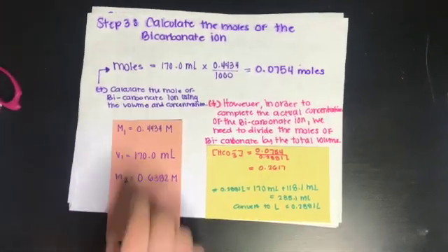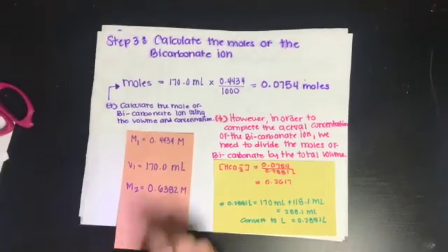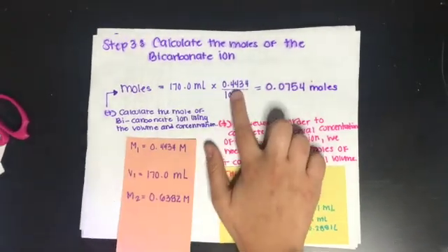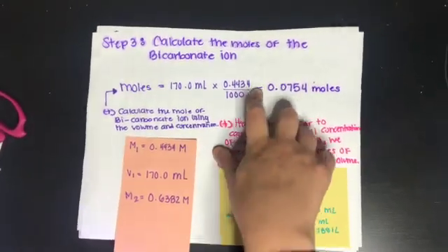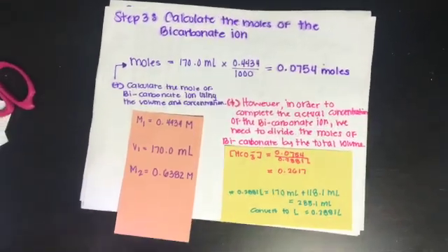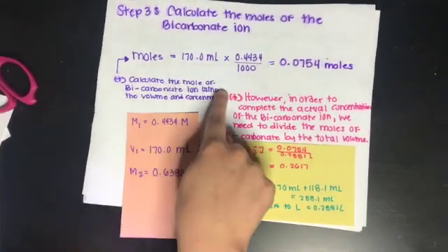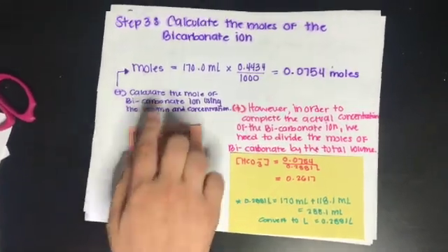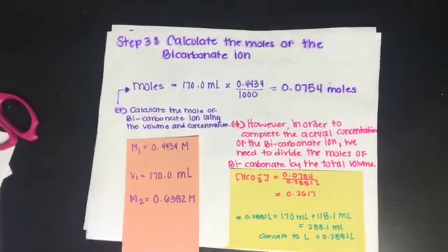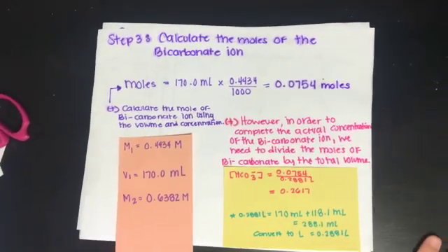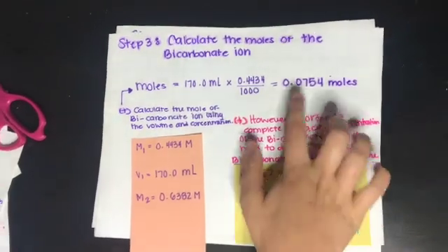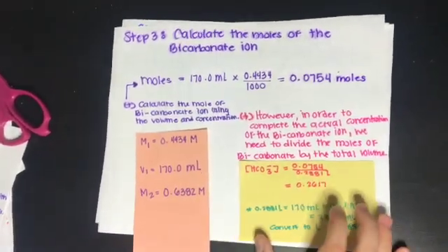Here we're going to multiply our volume 1, which is 170 milliliters, times our M1 value, 0.4434, divided by 1,000, and that's going to give you 0.0754 moles. So we calculated the moles of bicarbonate ion using the volume and the concentration. However, to find the actual concentration of the bicarbonate ion, we needed to divide the moles of bicarbonate, 0.0754, by the total volume.